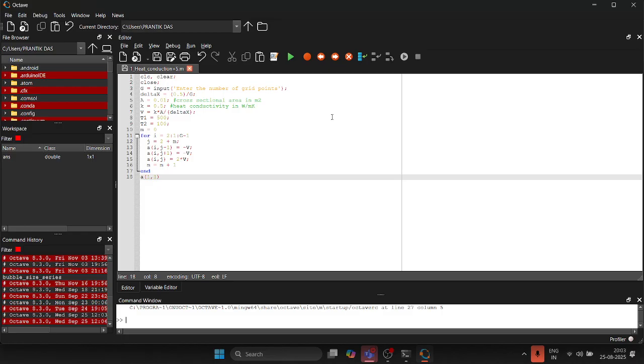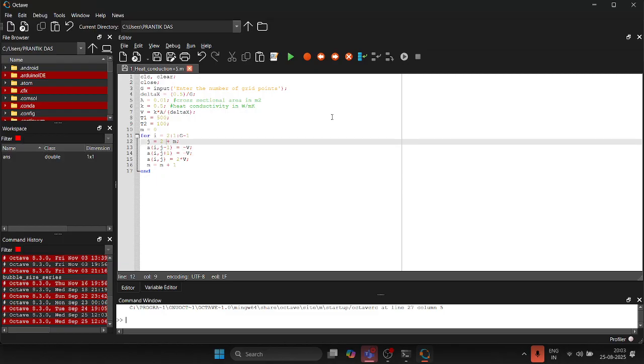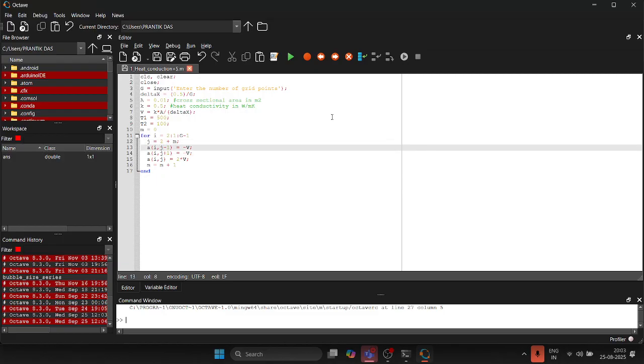What is this? Which one, J? No, sir, the A of I comma j minus one. A is your coefficient matrix on the left hand side of the equation, because it comes in the format of Ax equal to B. I is your row index and J is your column index.